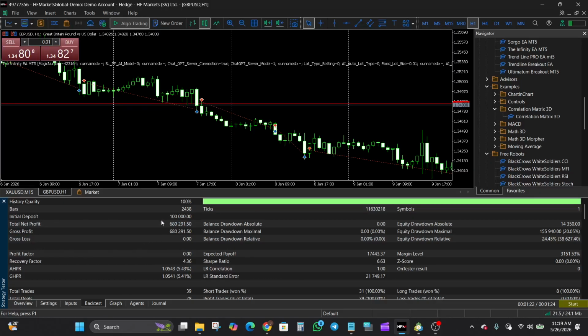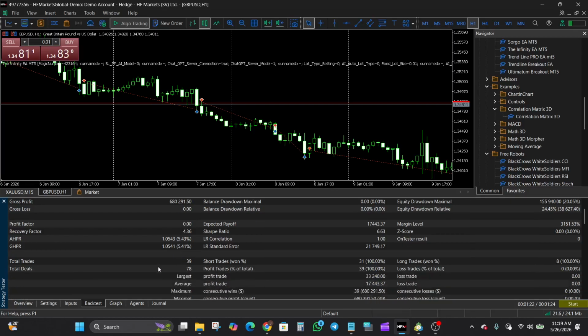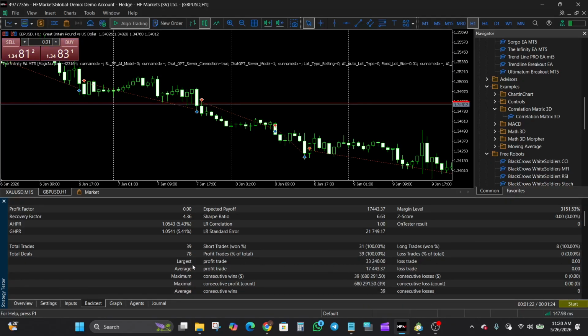From an initial deposit of $100,000, the total net profit was $680,291.5. And we can see that 39 total trades were taken. Short trades were 31 with 100% win. Wow, this is amazing. Both the short trades and the long trades were all 100% win rate. 31 short trades, 8 long trades, and the largest profit trade was 33,240. Obviously there is no largest losing trade because out of the 39 trades there was not a single losing trade.